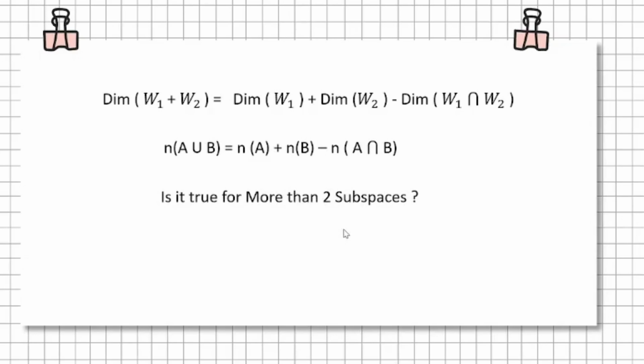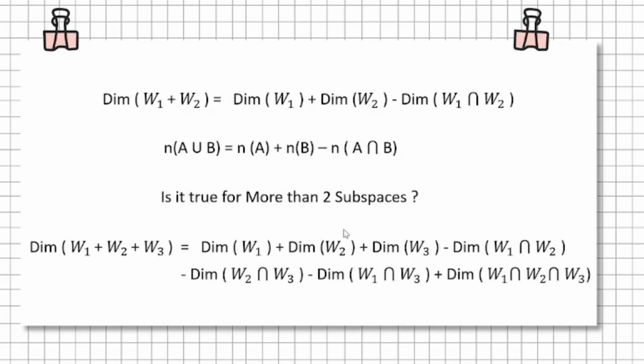Is it true for more than two subspaces? That is, we need to check whether this is true. Think about this: n of A union B. Similarly, for n of A union B union C, we write n of A plus n of B and so on. Is this true? We need to check also.